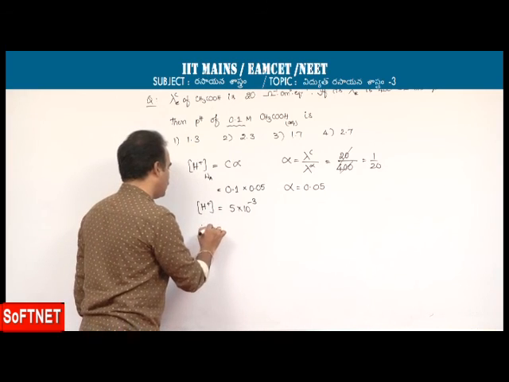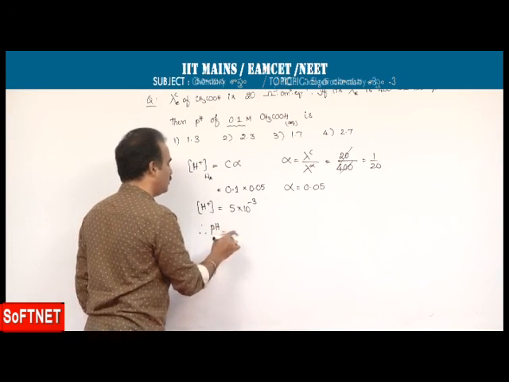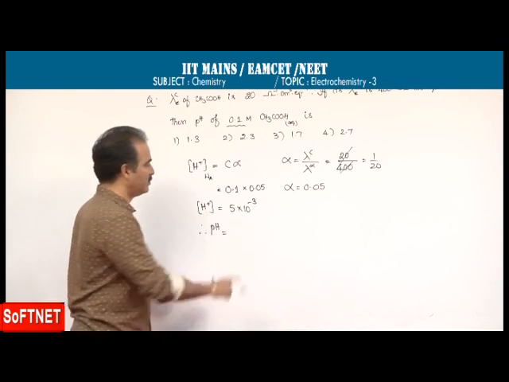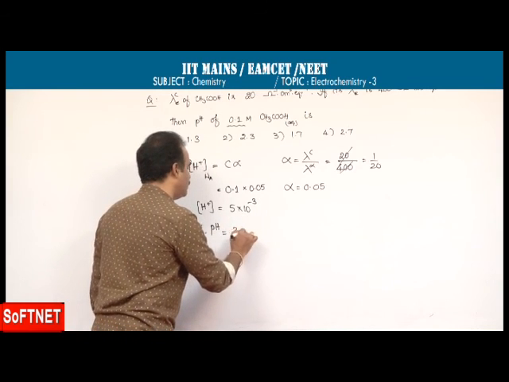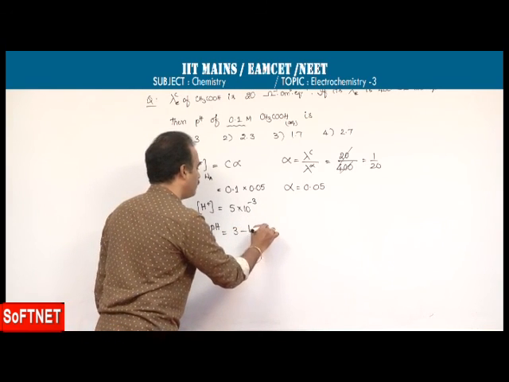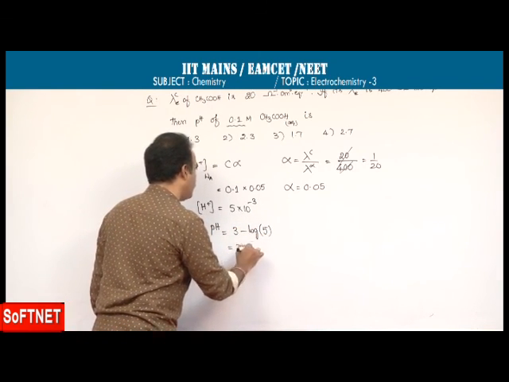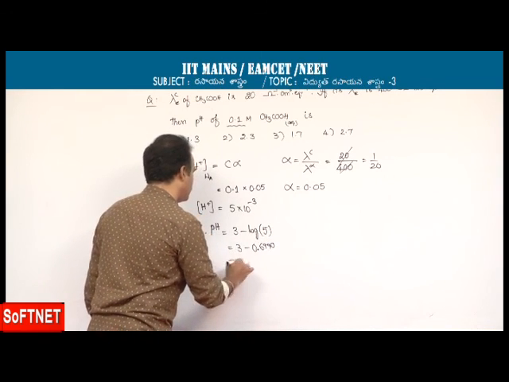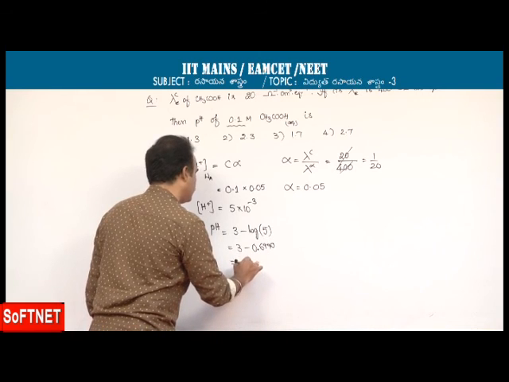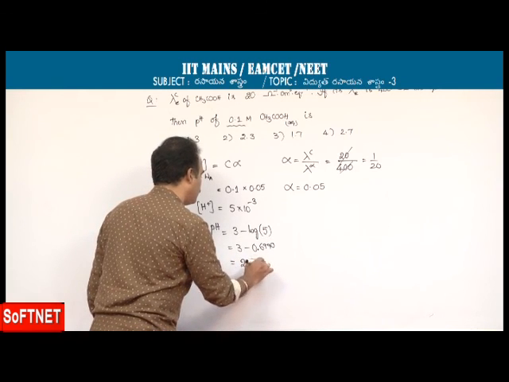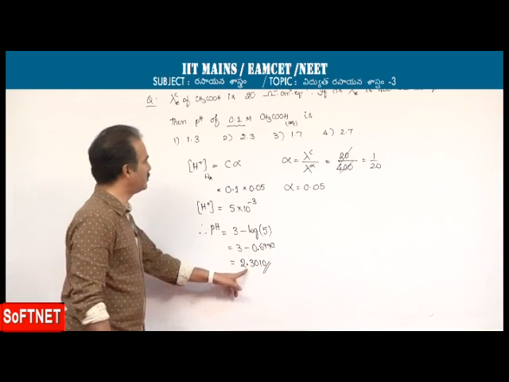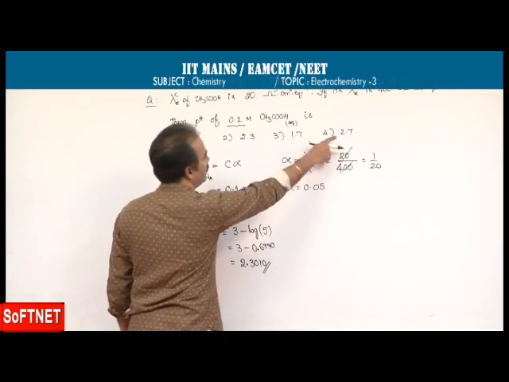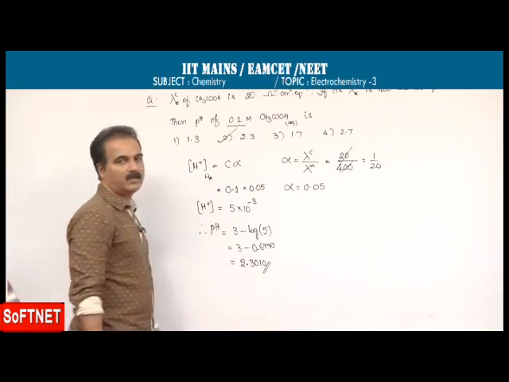You are asked to calculate pH. pH, you know, is the negative logarithm of H plus. So, applying negative logarithm to this, it is 3 minus log 5, and we know the log 5 value is 0.6990. Subtracting that, we get 2.3010. This is the pH, and if you check the pH values given here, the second one is the correct answer.